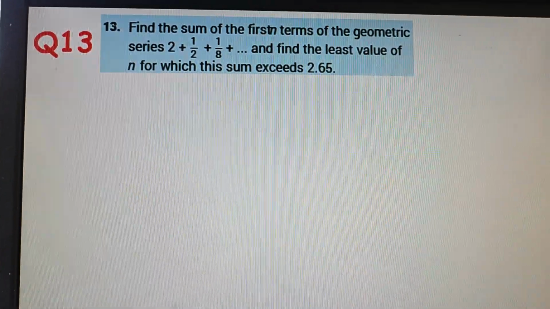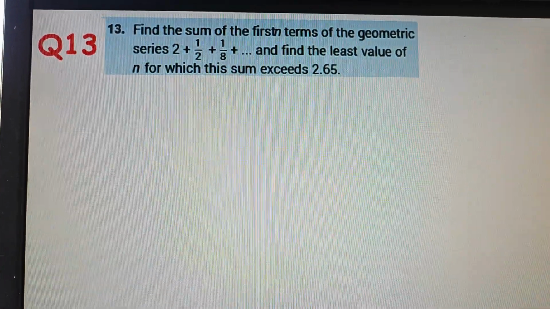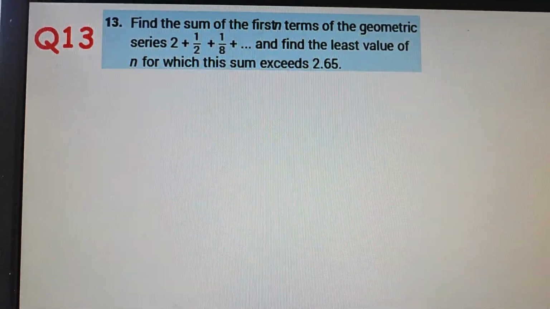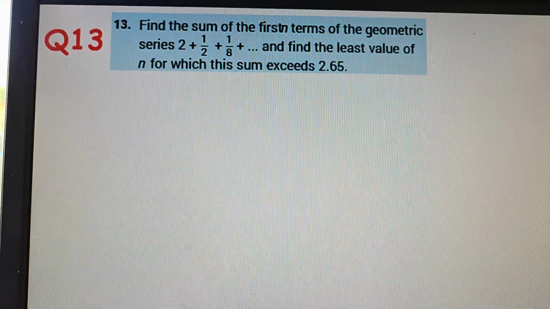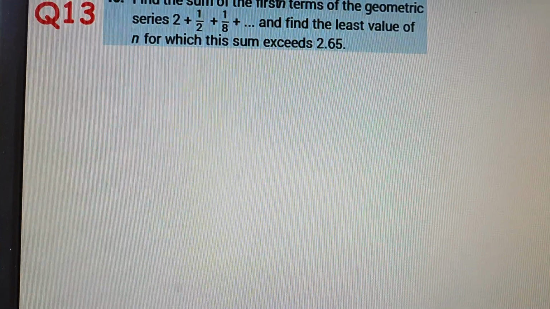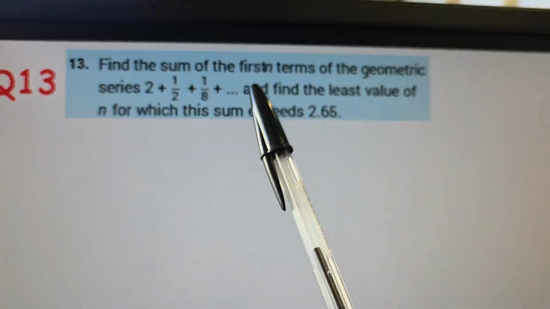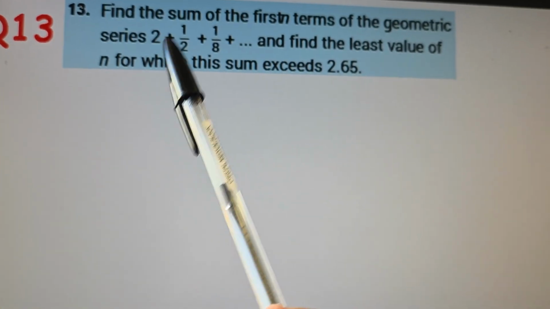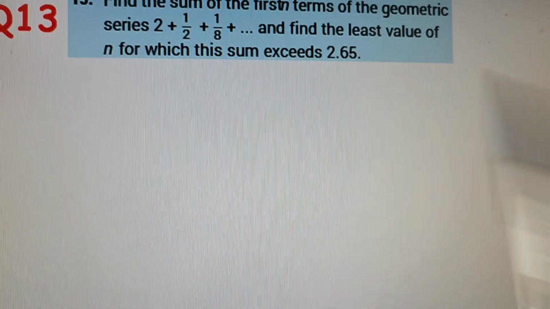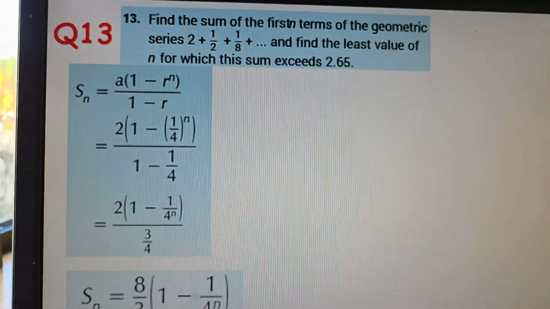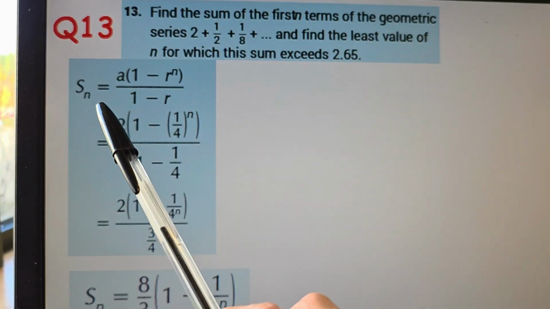13. The sum of the first n terms of a geometric series are as follows. Find the least value of n for which the sum would exceed 2.65. Okay, so first off, they've mentioned the sum. So I'm going to go and put down my S of n formula. It said get the sum of the first n terms. So it's a geometric series. A is 2. Then get your common ratio. Term 2 divided by term 1. And your common ratio is 1/4. All right, put down your S of n formula and sub into it.